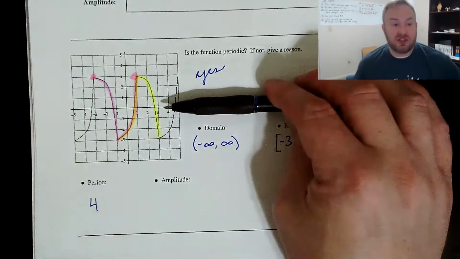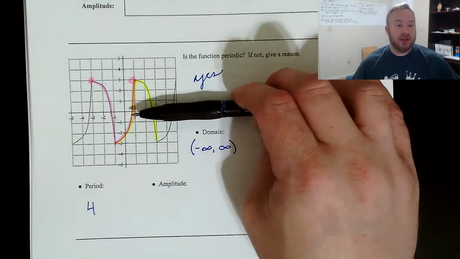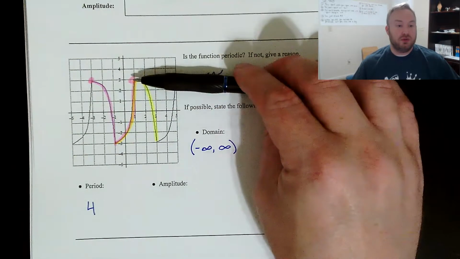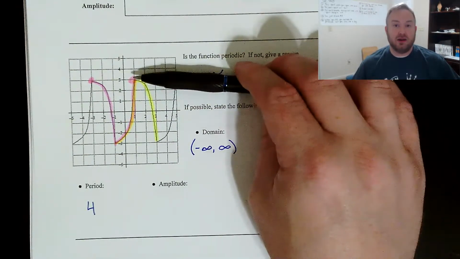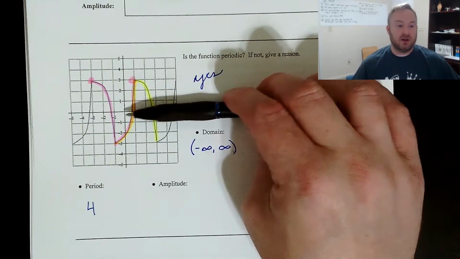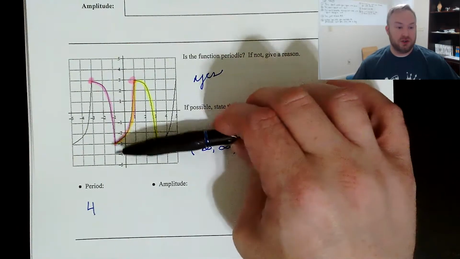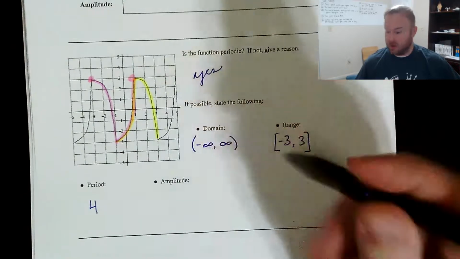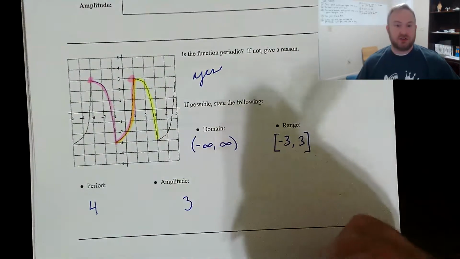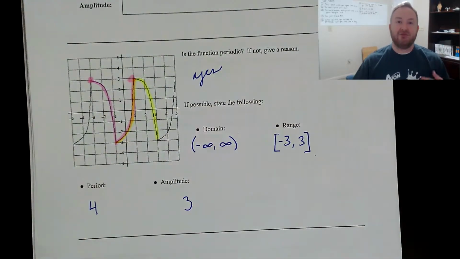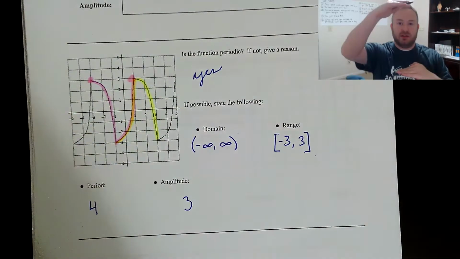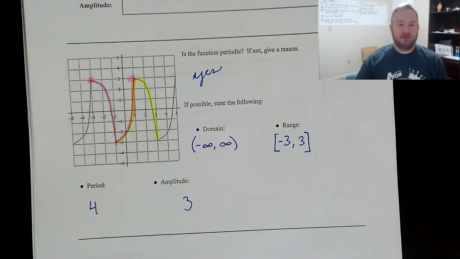And you'll notice that if we start from that midline and go up 1, 2, 3, we're at the highest point on the graph. Similarly, if we start at the midline and go down 1, 2, 3, we're at the lowest point on the graph. So the amplitude is 3. In other words, it's half the distance from the bottom to the top. Okay, so if you go bottom to top, the amplitude is half of that distance.